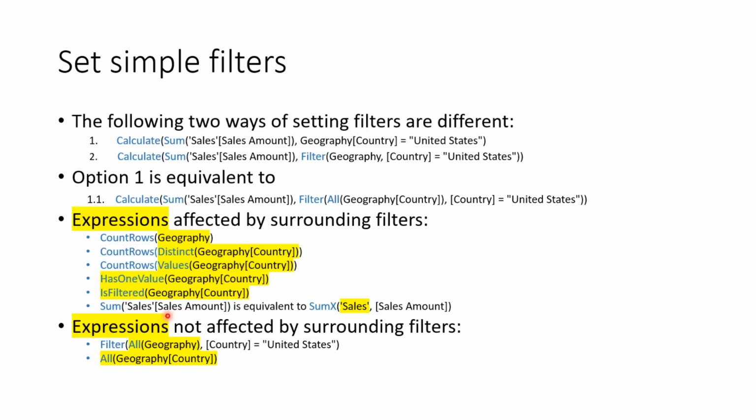So sum of the sales amount column is literally equivalent to, it's syntax sugar for, SUMX of the sales table, comma, and then the expression is the sales amount column. Because the sales table is a table name by itself, as I have said, that means it's not the full sales table, but the filtered sales table.